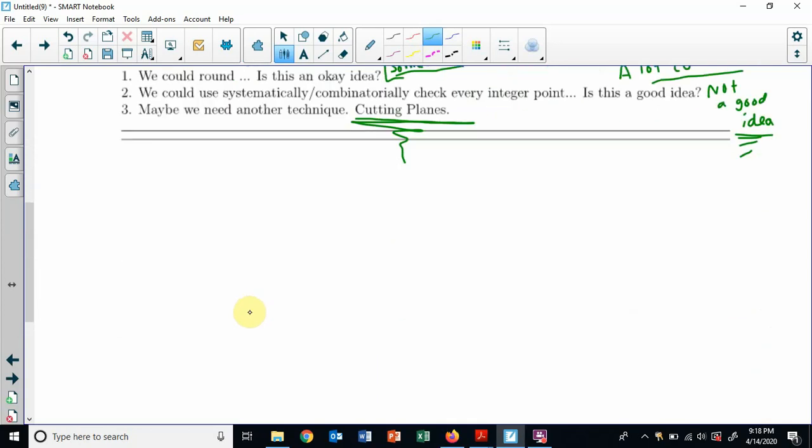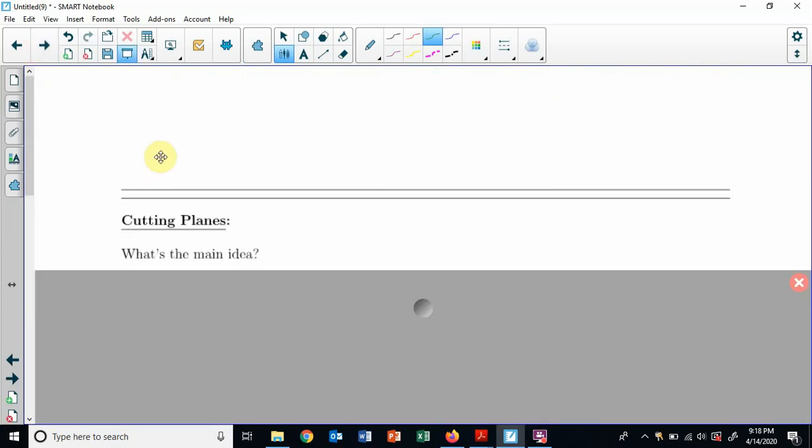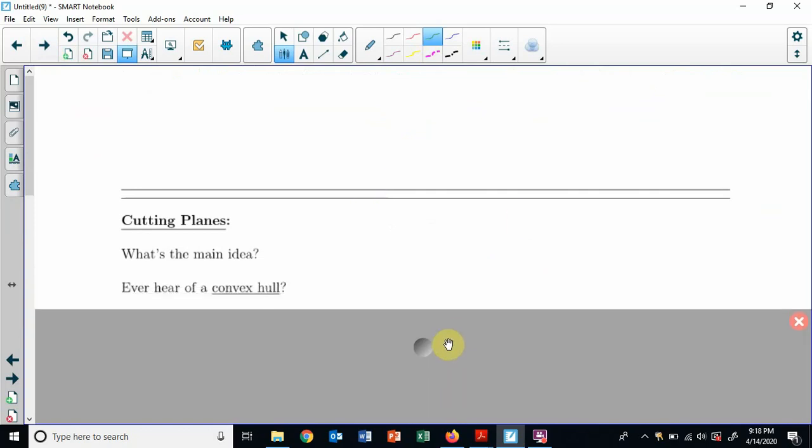I have a smaller example where I listed out. So cutting planes, what's the main idea? So here's the main idea. It's this thing called a convex hull. A convex hull. That's a fancy phrase that means something. I'll tell you about this in a second after I explain cutting planes. But I'll go ahead and tell you pretty much convex hull.